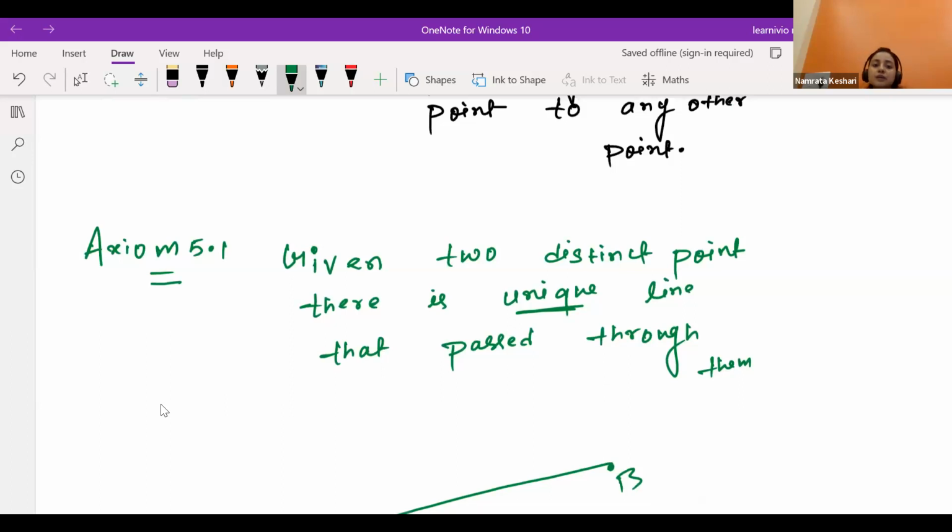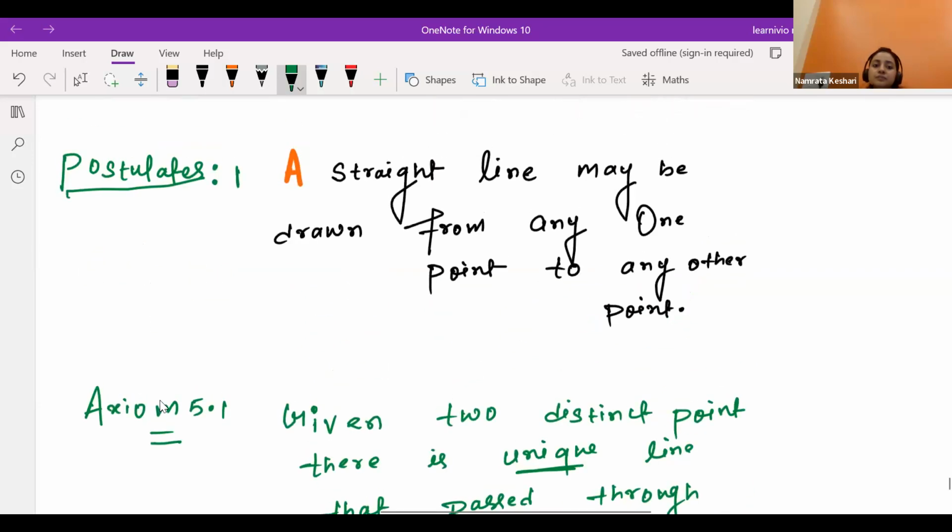Ma'am, there are seven axioms, right? So how did axiom 5.1 come?